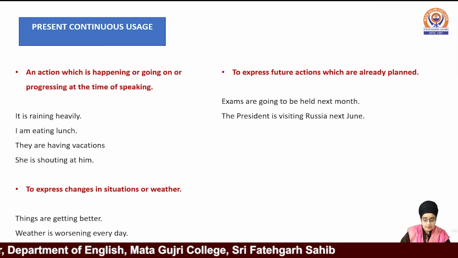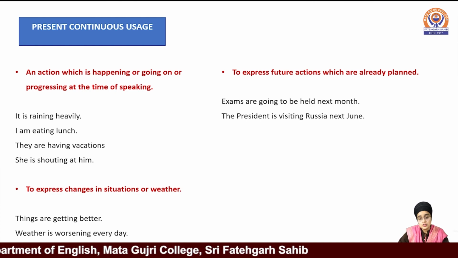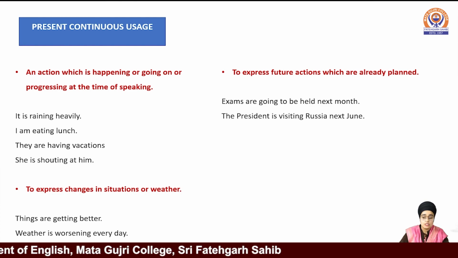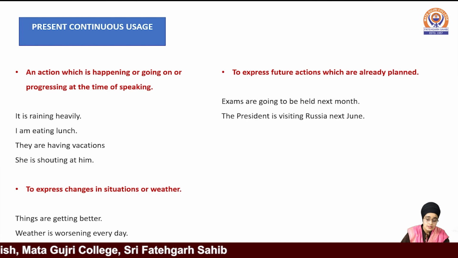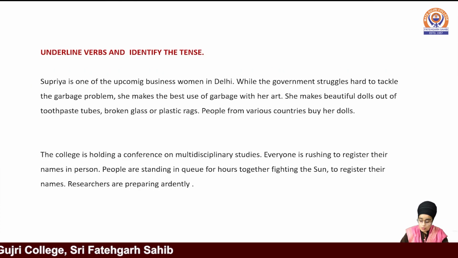Okay. Third, present continuous tense is used to express future actions which are already planned. For example, exams are going to be held next month. The president is visiting Russia next June. I hope the present indefinite and present continuous tense are clearer to you by now. So now in front of you are two paragraphs wherein I would want you to point out the verbs, underline the verbs, and identify the tense of the verb. Thank you.